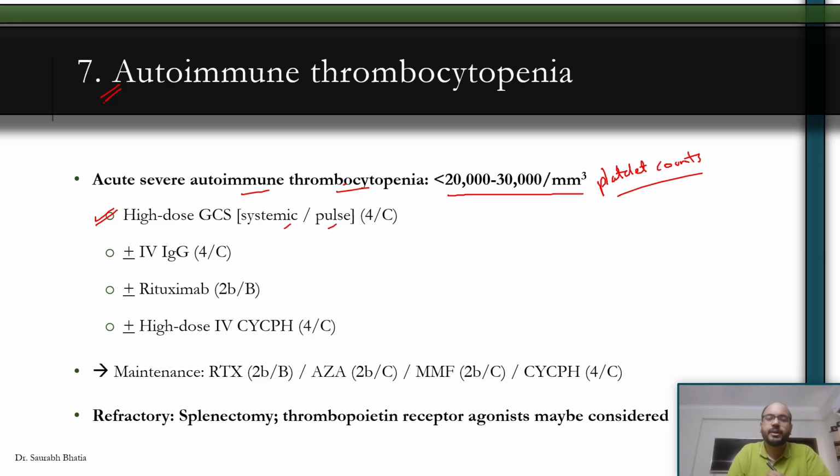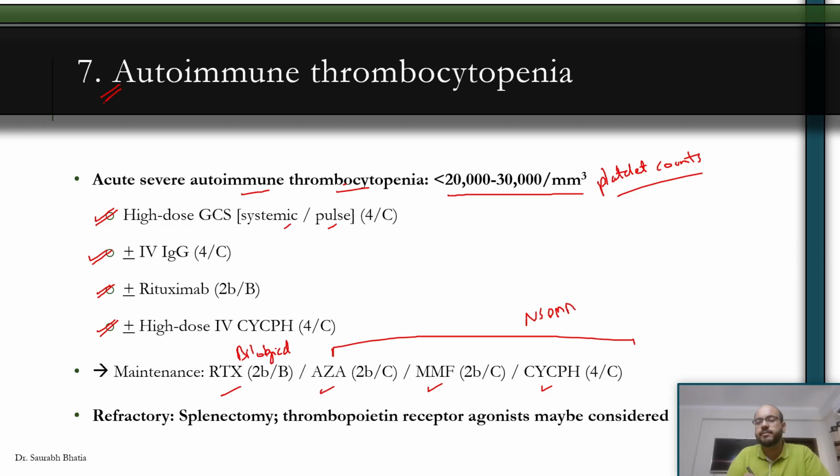You can add to it IV immunoglobulins. You can add to it rituximab or high dose IV cyclophosphamide pulse. So the regimen says that glucocorticoids alone, or add IVIG, or add rituximab, or add high dose cyclophosphamide pulse. When you control the disease activity, you maintain it by using rituximab, azathioprine, mycophenolate mofetil or cyclophosphamide. So either a biological which works on B cell function or a non-steroidal disease modifying agent.